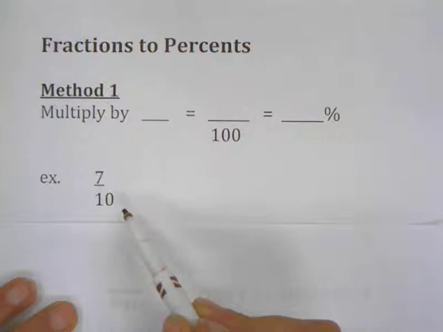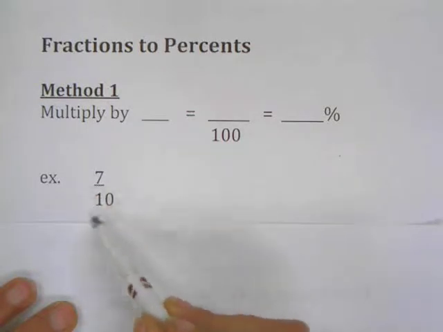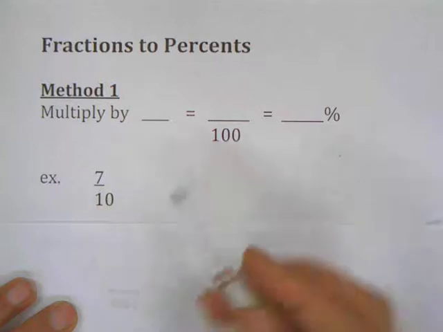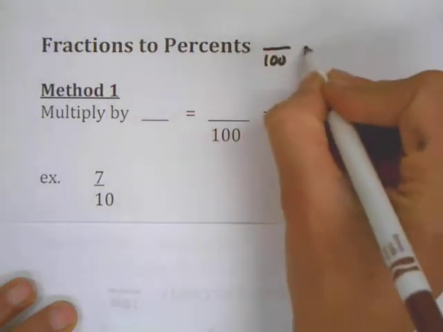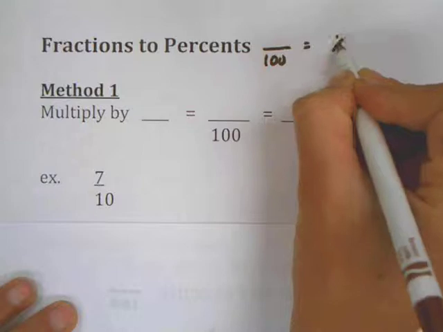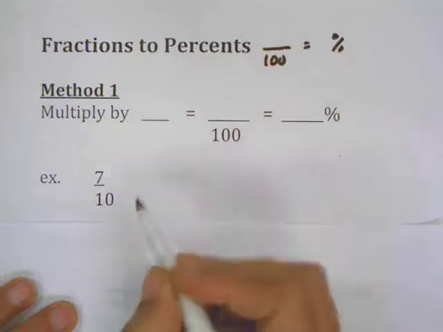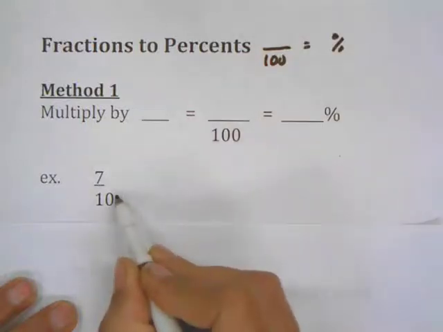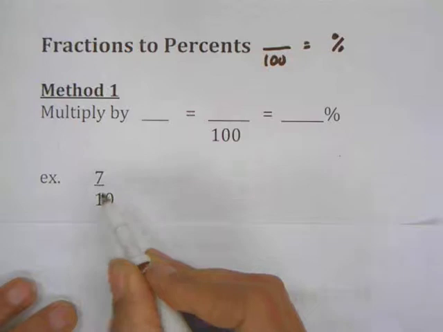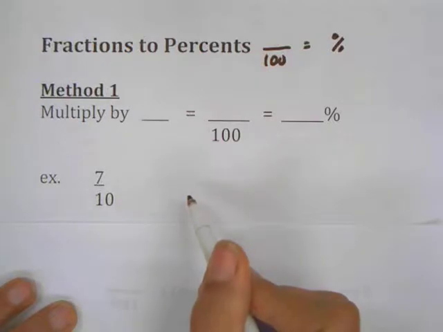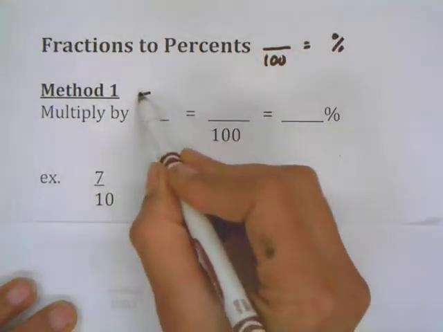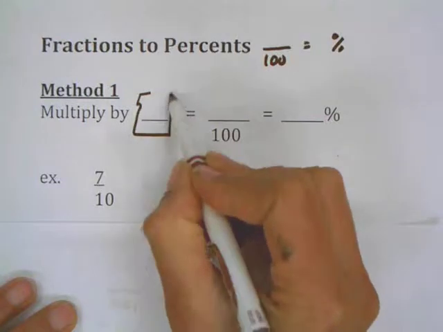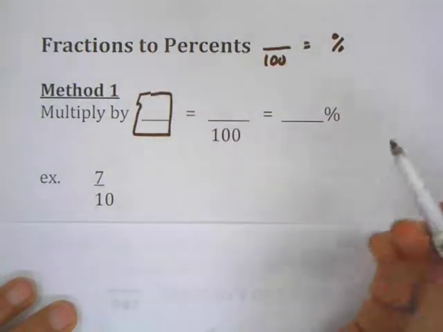it's super helpful, which is to look at the denominator. And once again, we're trying to get to percents, and percent means out of 100. So if we can get this denominator to equal 100, then that's going to get us to a percent. So one way you can do that is you can take your number and multiply by a fraction equal to 1.